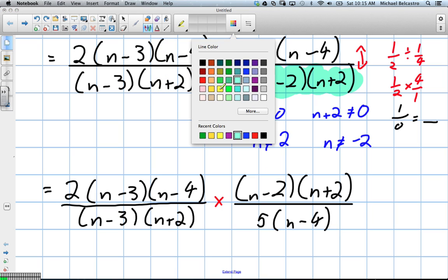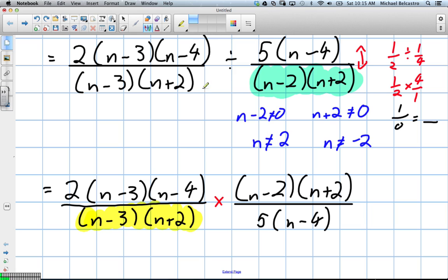We need, I think I did this one in yellow. And we'll do this other one in a pink. Oops.